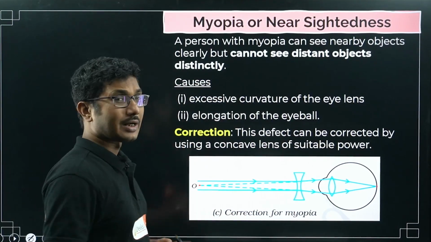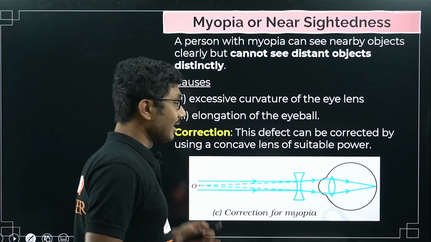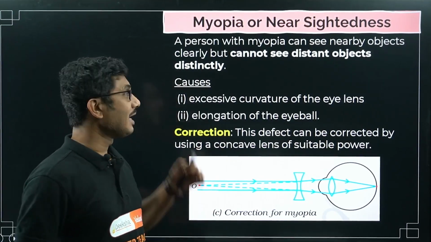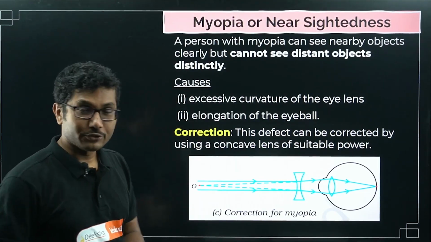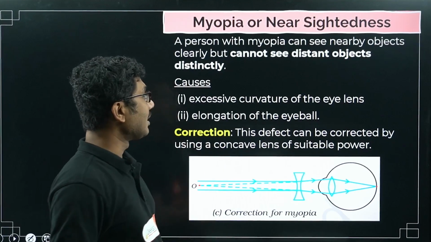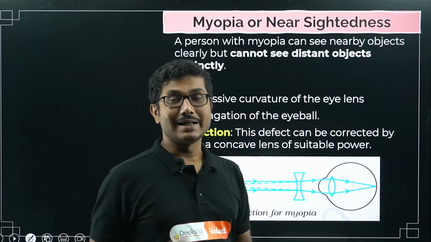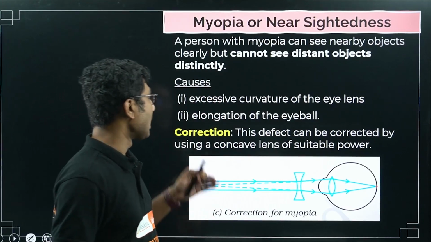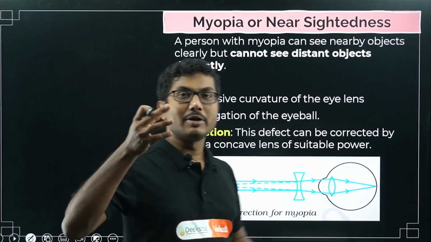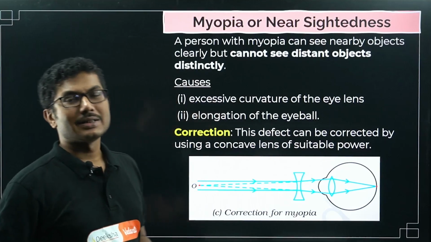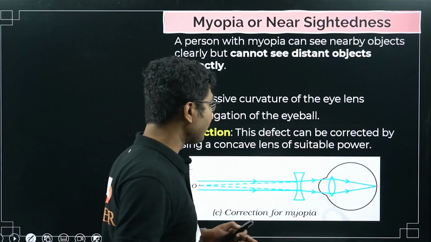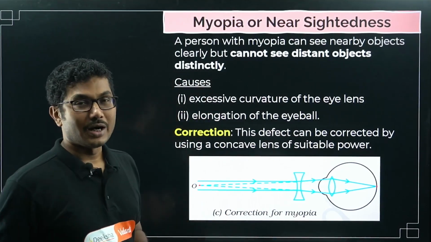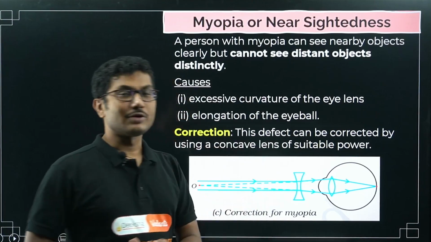Okay, causes, what are the possible causes? This is the summary of the entire thing, and important for exam, so don't miss it. Excessive curvature of the eye lens. If the eye lens is excessively curved, then maybe you have myopia. The eyeball can be elongated, and thus the rays are forming even before they are reaching your eye. That's why you need a concave lens to correct your vision.